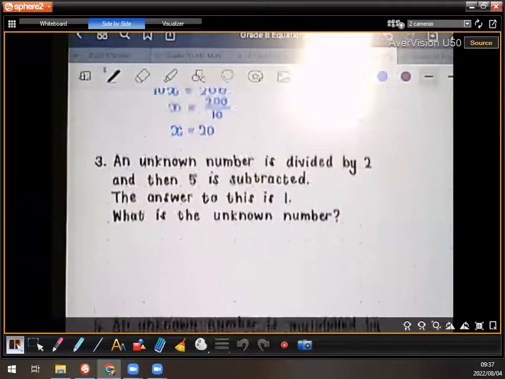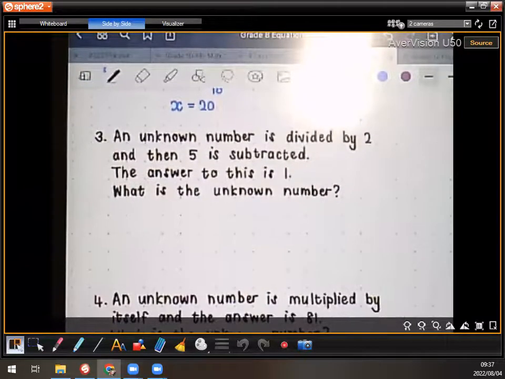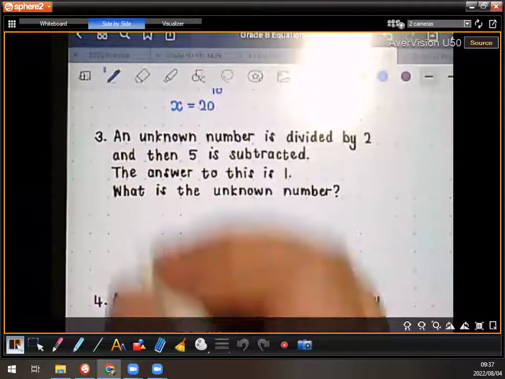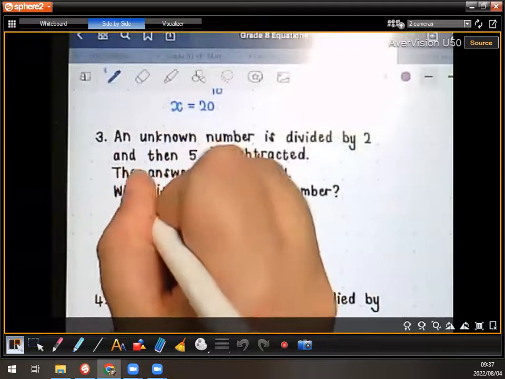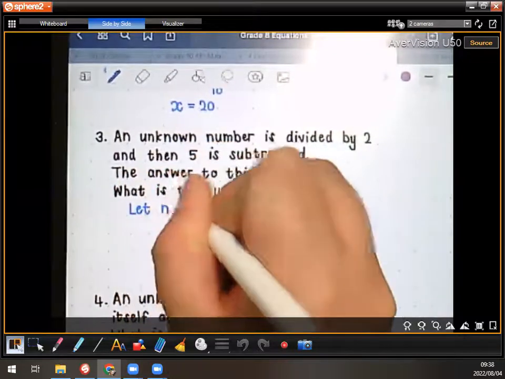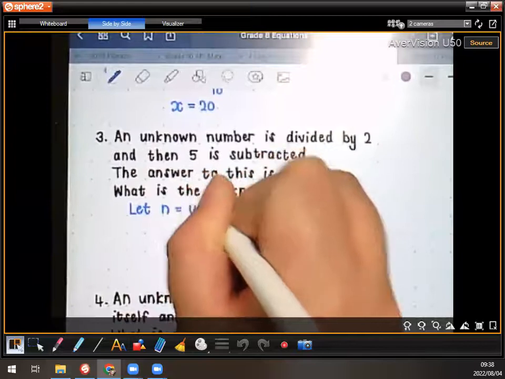Alright, are you ready? Okay, shall we go with x again? Let's try a different letter this time. What do you guys want to use? Okay. Let n equal unknown number.